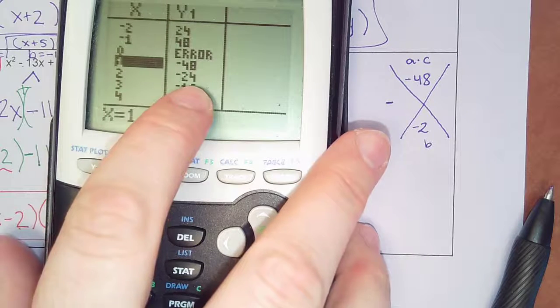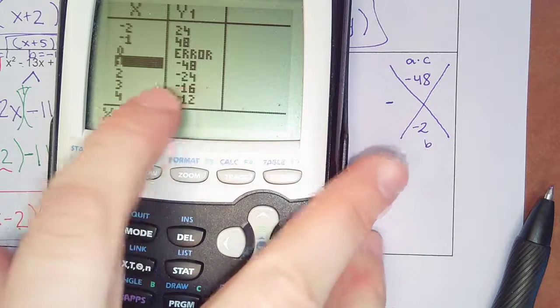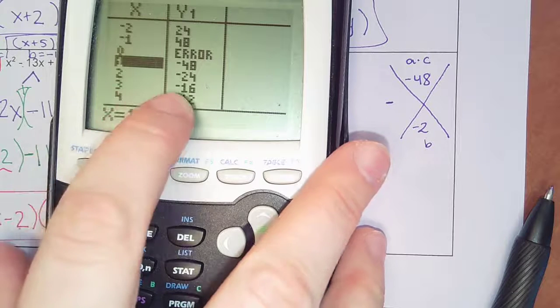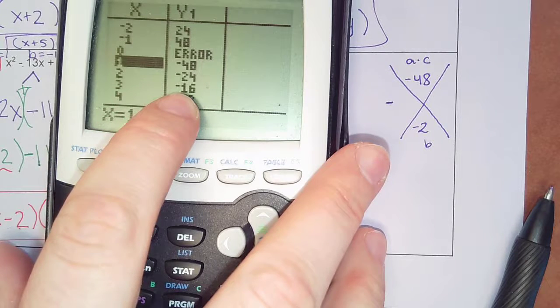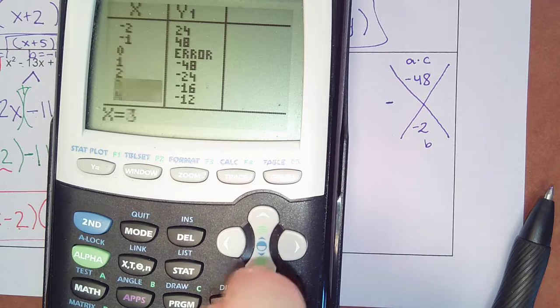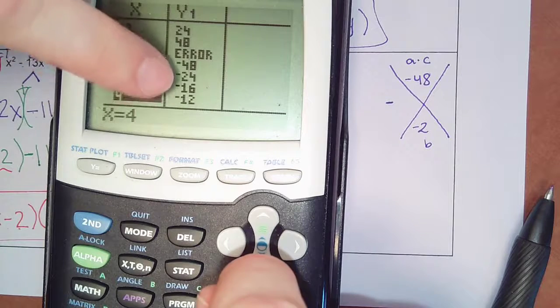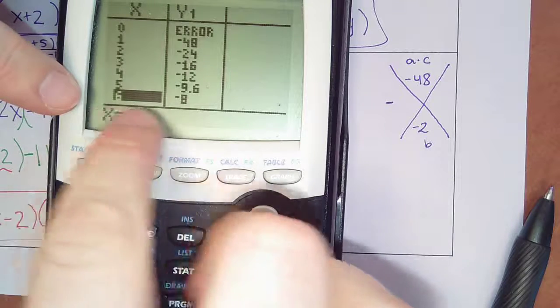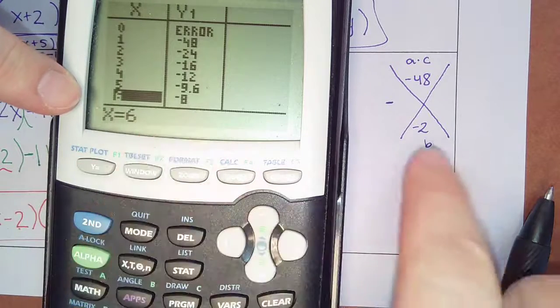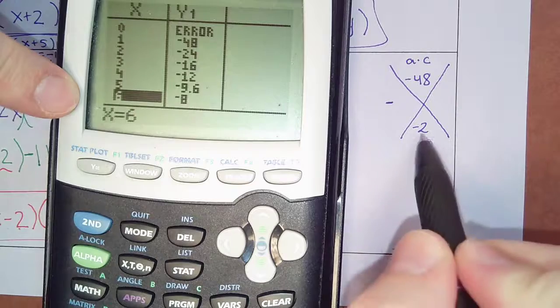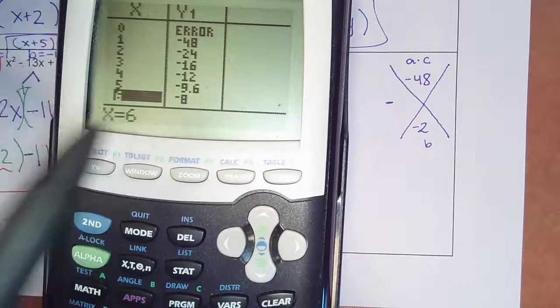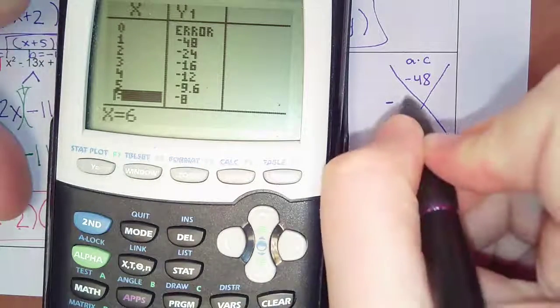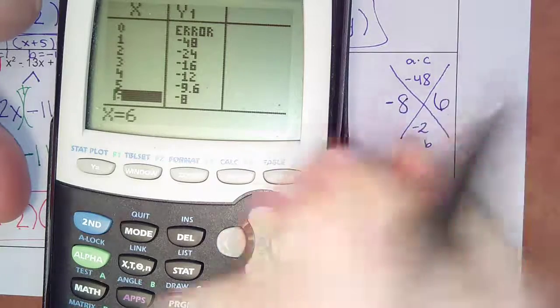2 plus negative 24 is negative 22. 3 plus negative 16 is negative 13. Keep going. 4 plus negative 12 is negative 8. Skip that one. 6 plus negative 8, that's negative 2. So really, I also needed them to be 2 apart. 6 and 8 are 2 apart. So negative 8, positive 6.